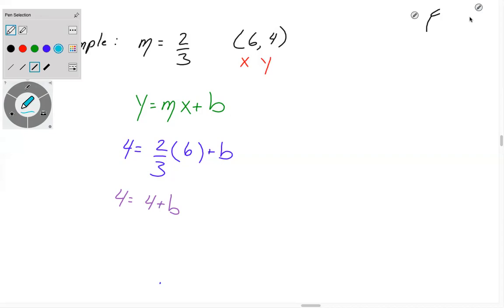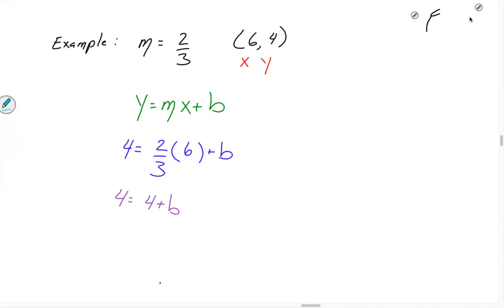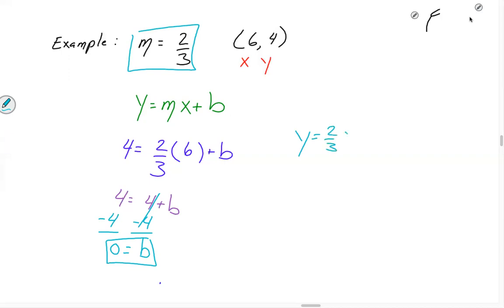That gives me y equals 4 plus b. Jack, how do I get rid of plus 4? Not divide, subtract 4. That gives me b equals 0. Notice I have b, I have m. That gives me y equals 2/3 x plus 0. Or I could just write it as y equals 2/3 x.